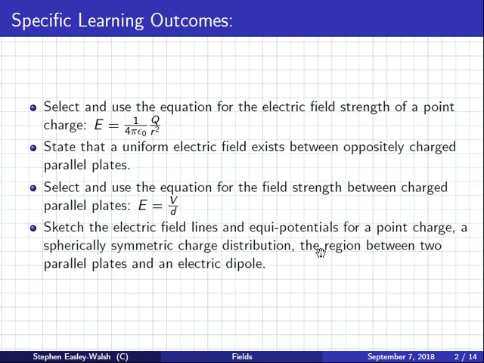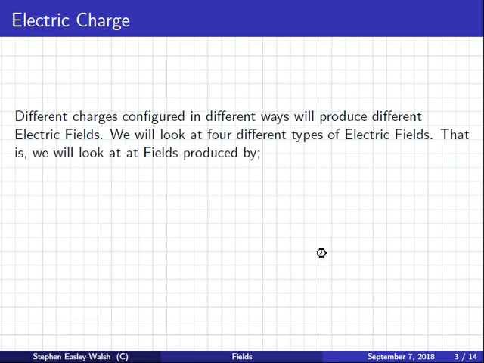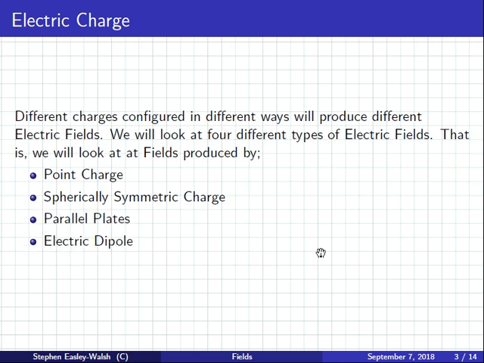Two formulas to look at, really. Okay, so the first thing. Different charges will produce different electric fields. And we have to look at 4. So we'll look at a point, a sphere, parallel plates, and a dipole. I'll explain each of them as we do them.